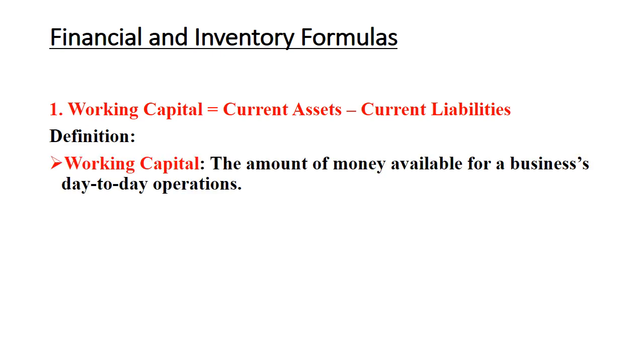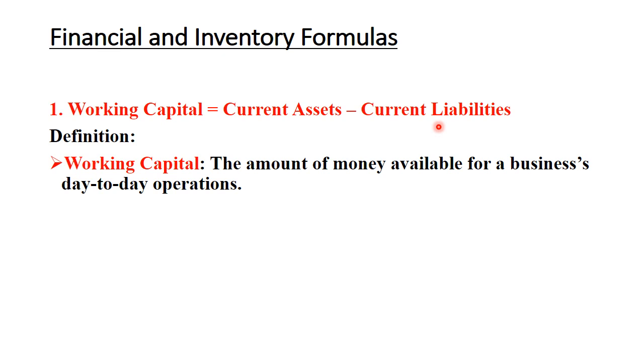So what is working capital? Working capital is just the amount of money available for a business's day-to-day operations. According to the formula here, it is the difference between current assets, which are all the assets the business has, minus current liabilities, which are liabilities that do not belong to the business. Current assets are assets that can easily be converted to cash, and current liabilities are those items that need to be paid back to the owners in a short time.